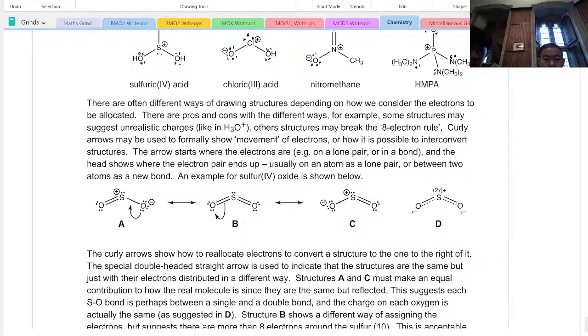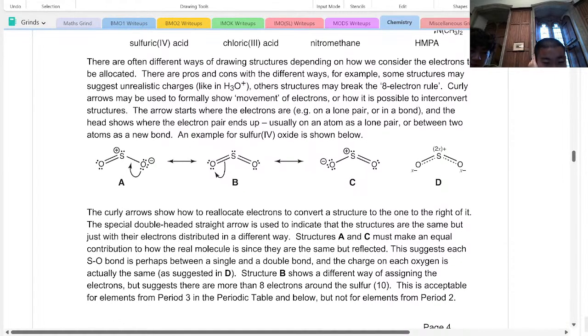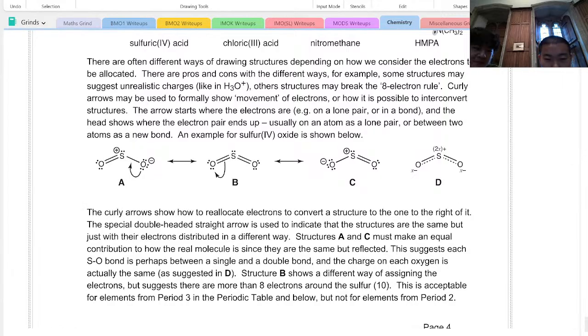The arrow starts where the electrons are, and the head shows where the electron pair ends up, usually on an atom as a lone pair, or between two atoms as a new bond. You see, they're using algebra to put the charges. Right. Okay. The curly arrows. So for example, here the lone pair is making the bond, and the bond is making a lone pair.